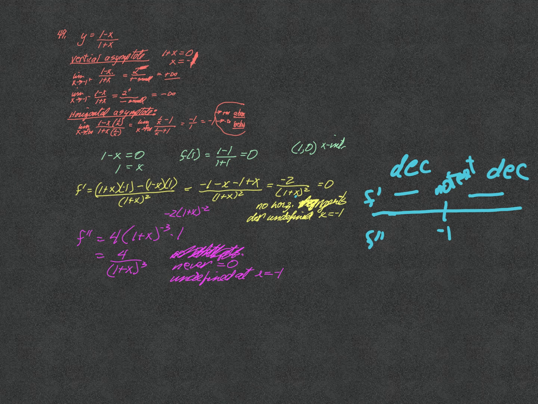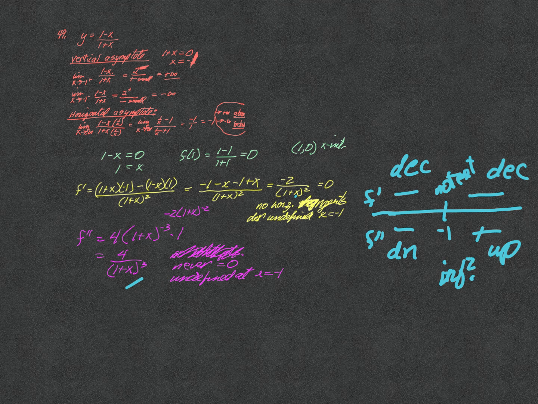The second derivative, if we plug negative 2 into the second derivative, we get 4 over negative 1. It's negative. And if we plug in 0, we get 4 over 1. It's positive. And so from negative to positive, this is concave down, and this is concave up. But is negative 1 going to be an inflection point?